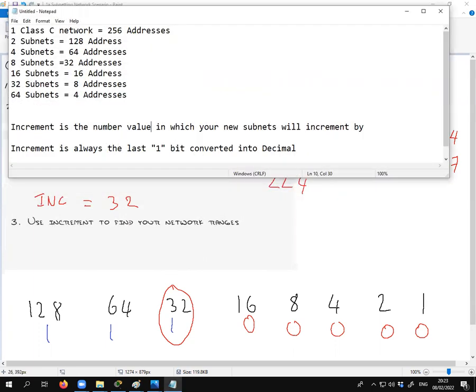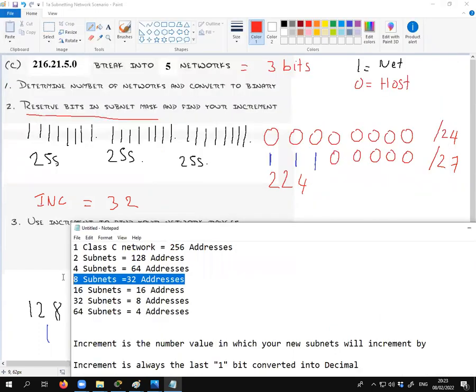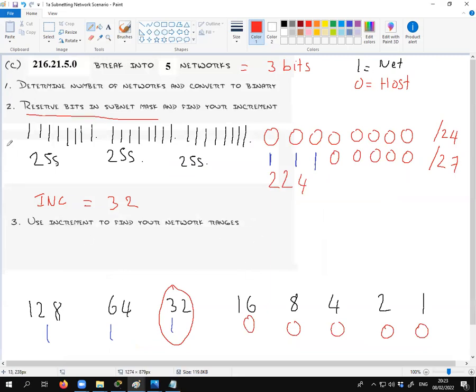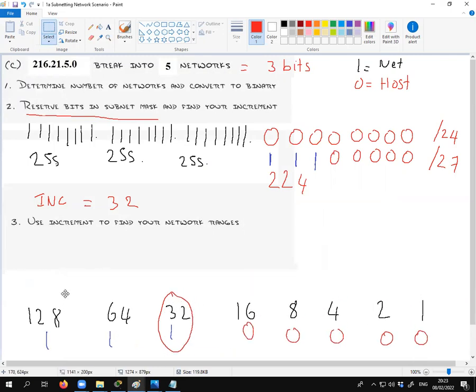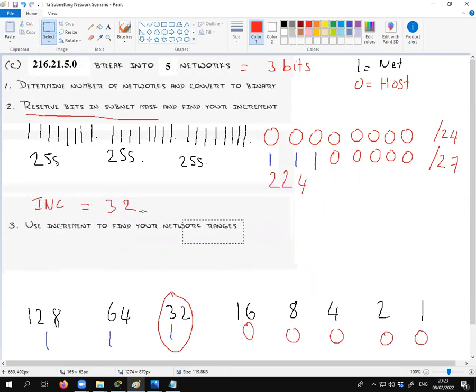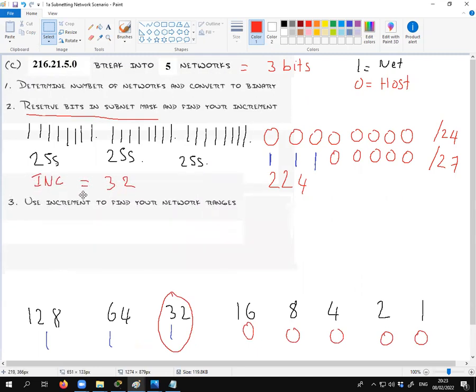Now, if we go back to our notes, where did we see this before? 8 subnets, 32 addresses. It's not by fluke that the increment is also the number of addresses. So each subnet is going to increment in the value of 32. So where do we start off at? You start at the start. You start at 0, because 0 is always the perfect starting point. So our increment is 32.